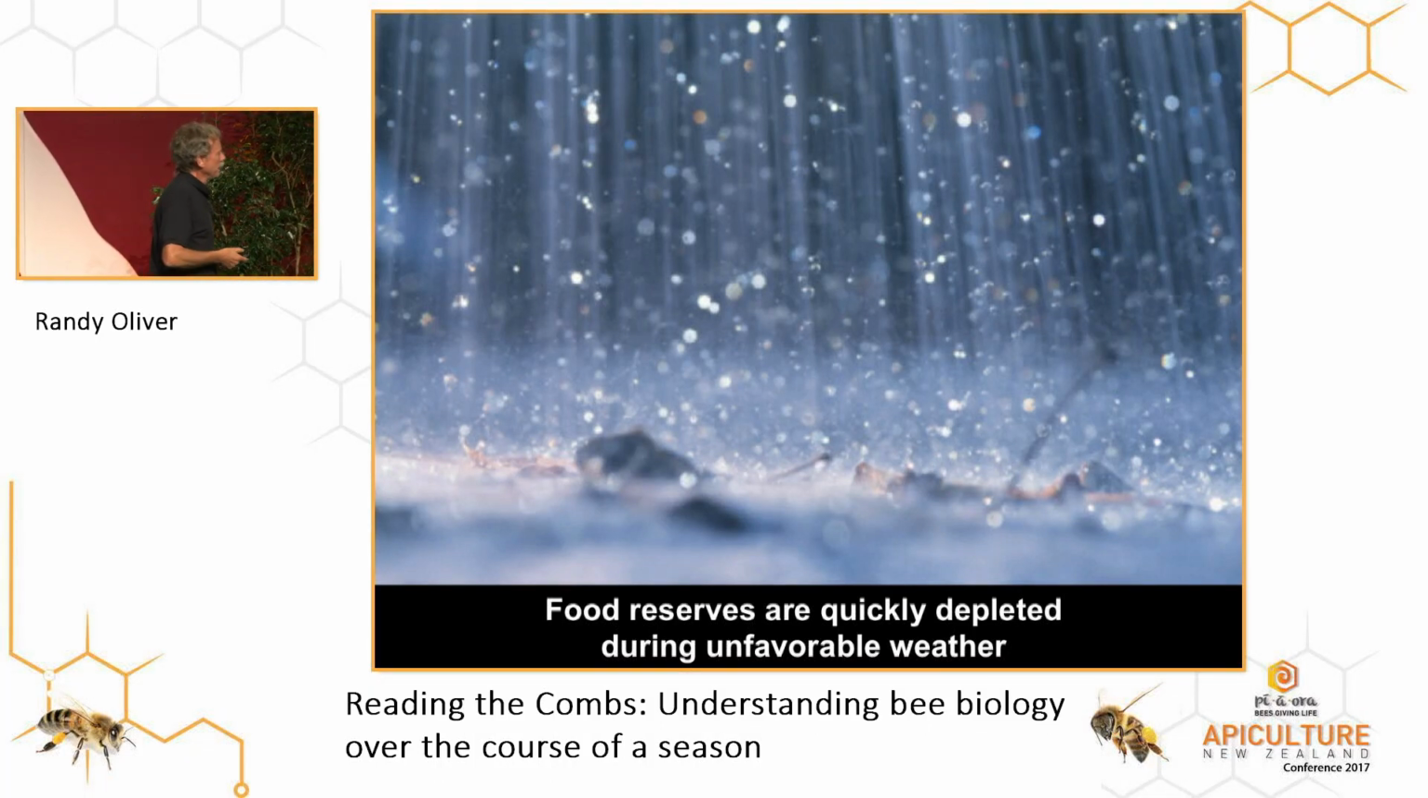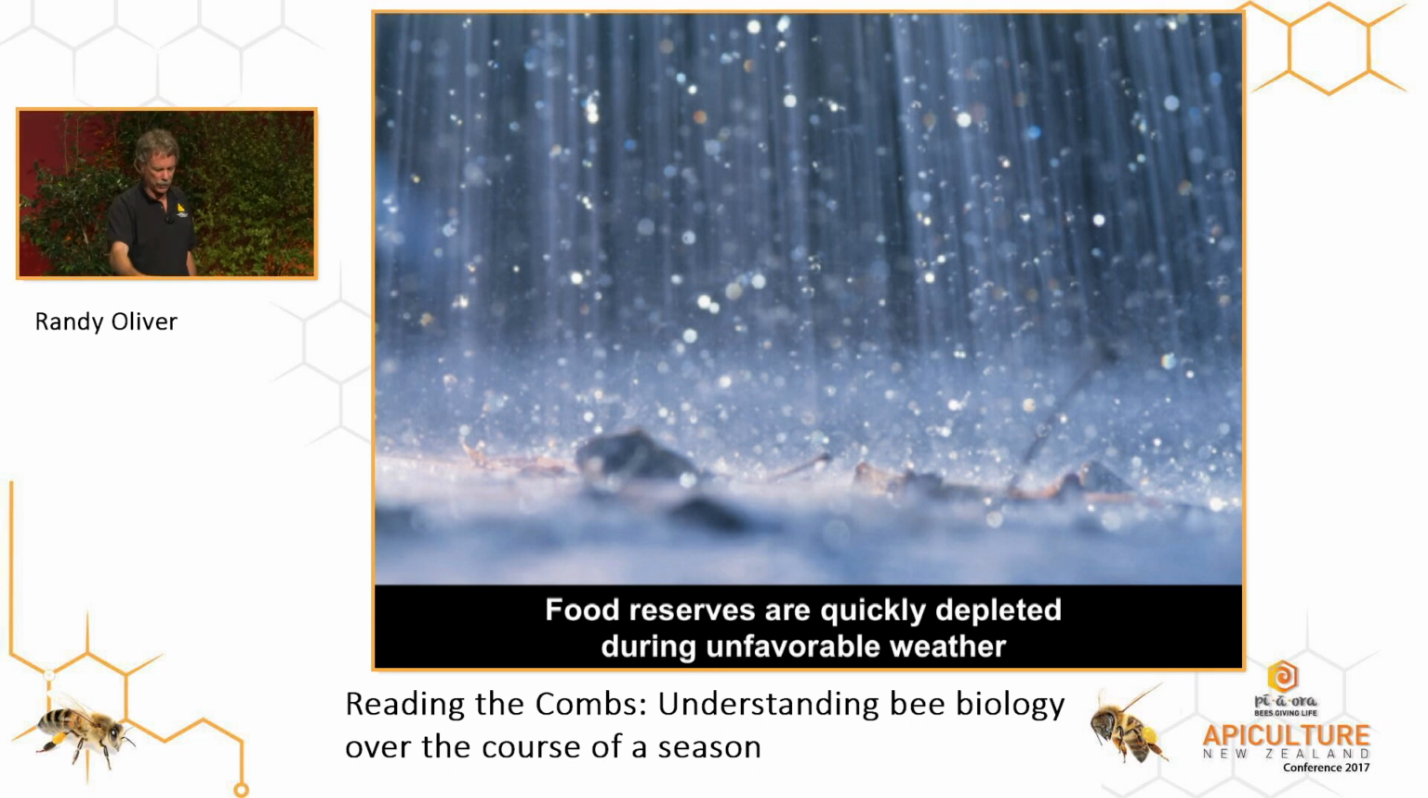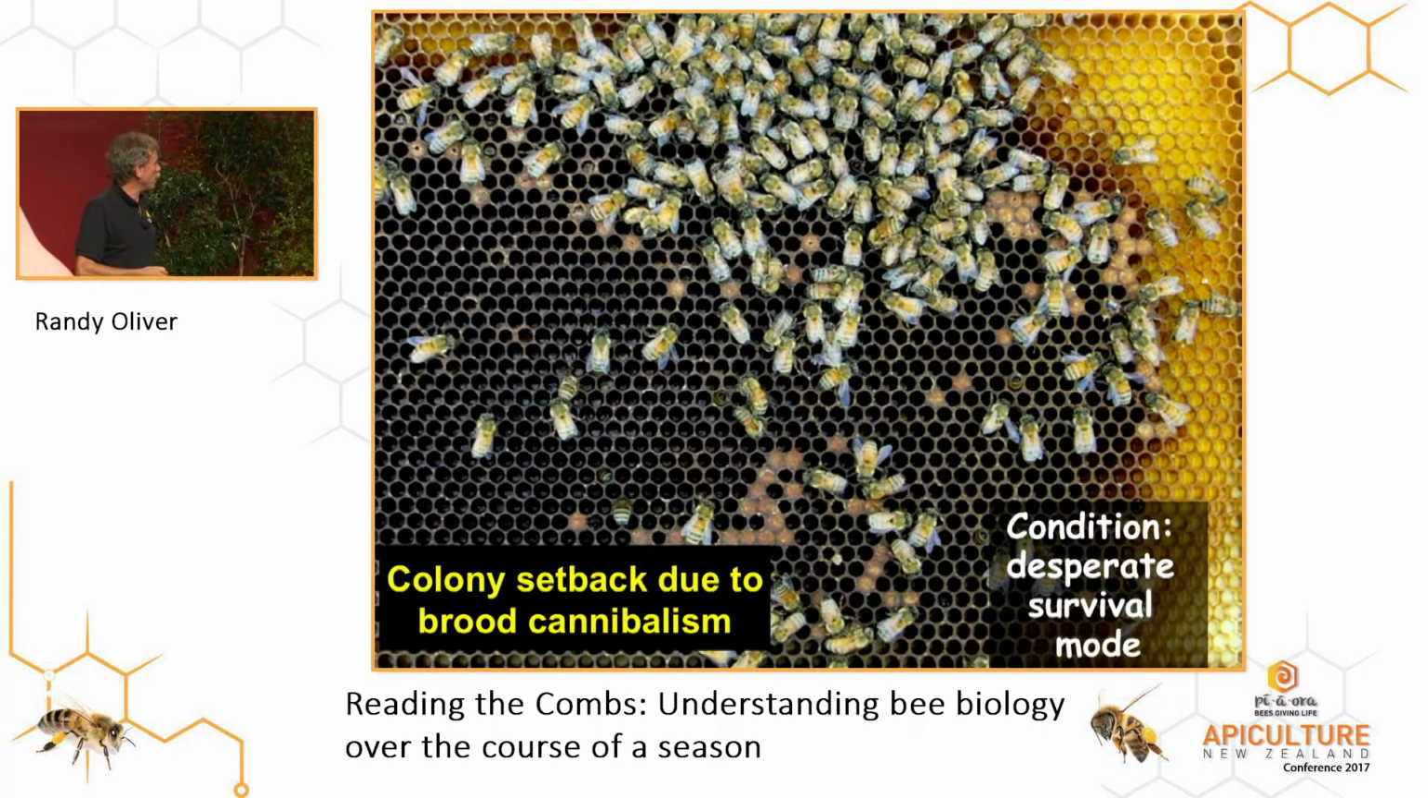Where I live, I move them up 3,000 feet from almonds up to my place, so I take them from spring back to winter. So it starts snowing on them. They come out of this beautiful almond bloom, and I bring them back up to snow country. Okay, and if we get a few days of rain, they've gone through their pollen reserve in a day or two, and it gets pretty rough in the colony.